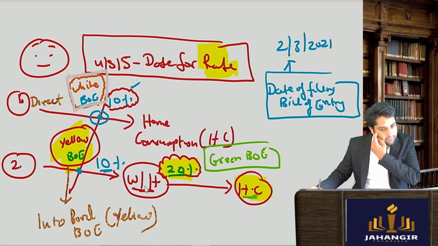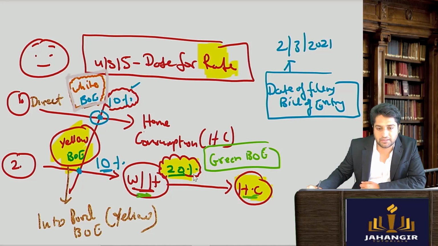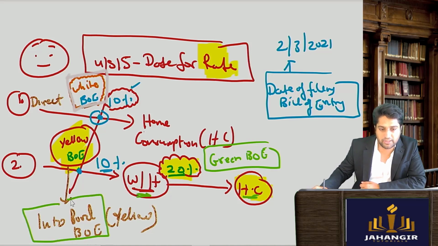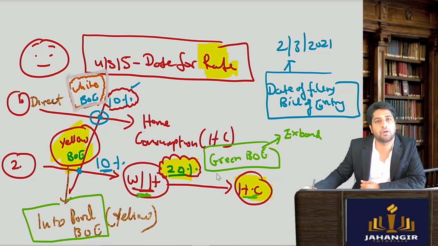So here, when I am filing the into bond bill of entry, when the goods are going into the warehouse, that is into bond. When I am removing from here, okay, then I will file the green color one, which is called the ex-bond bill of entry. So the rate prevalent at the time of filing the ex-bond bill of entry will be taken into consideration.